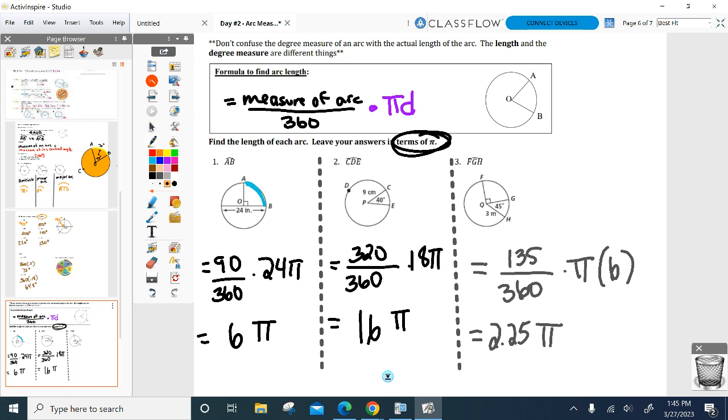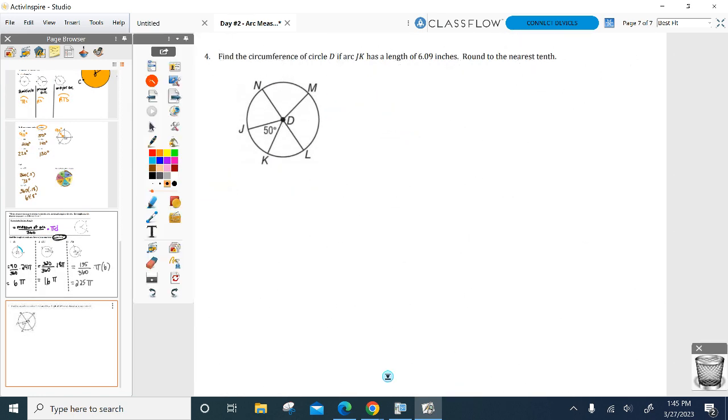combines circumference from Friday with arc length from today. And I'm not going to talk much about it. I want to see what you guys in your group can come up with, you individually. First of all, what am I looking for? I want to make sure you go down the right path here. What are we looking for?